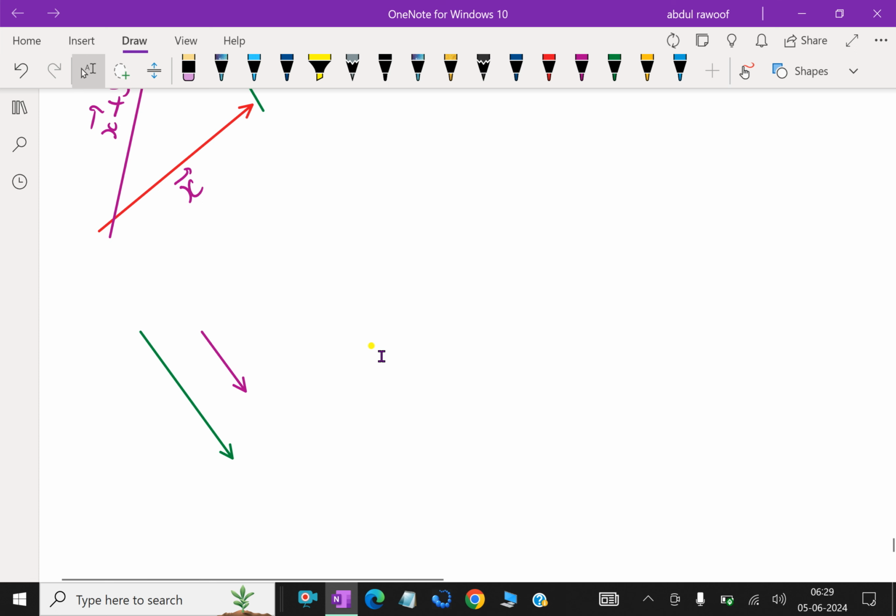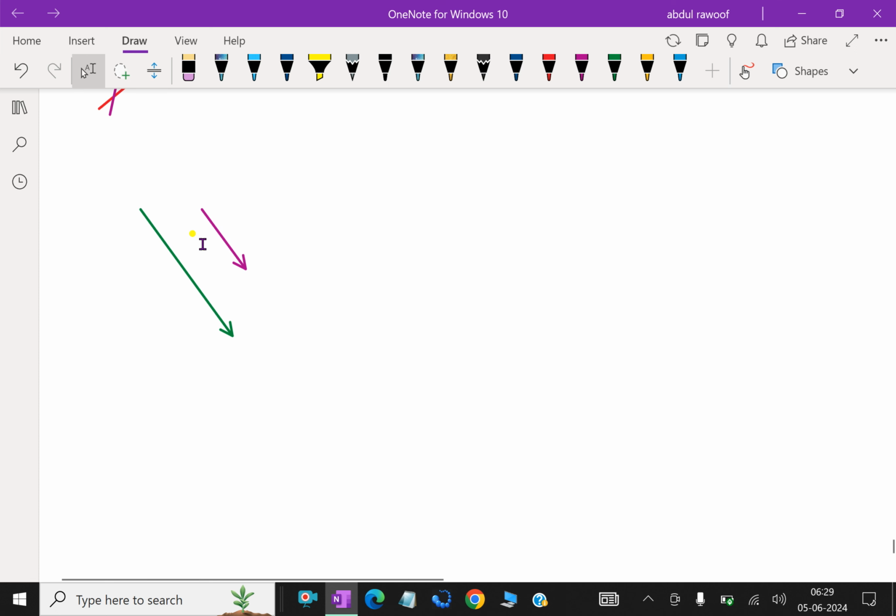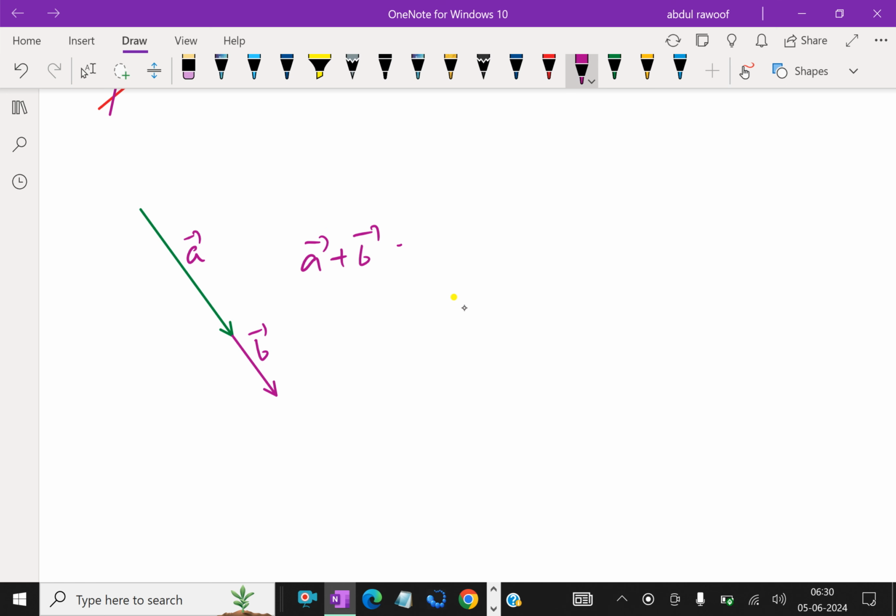Here, look at here. These represent two vectors, but they are parallel. So the second vector is added to the first green vector like this. Suppose this is vector A and this is vector B, then this is vector A plus B with the same direction.